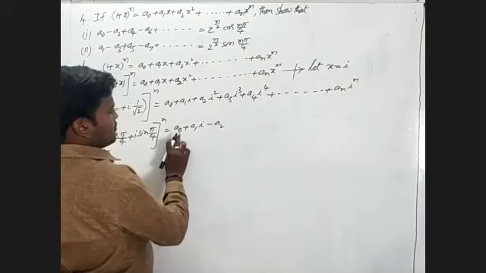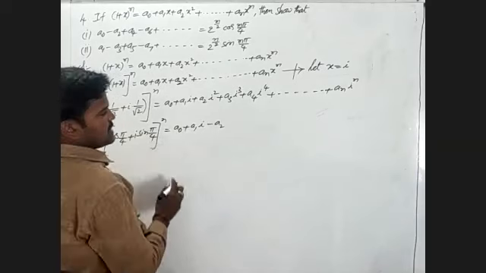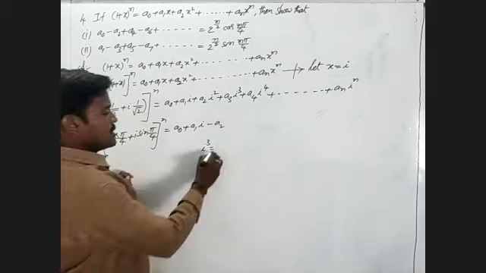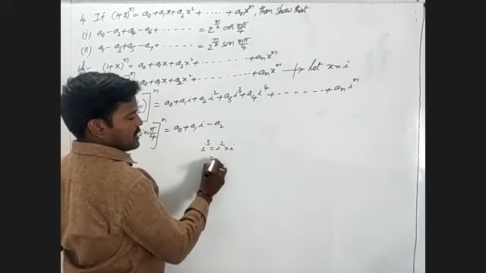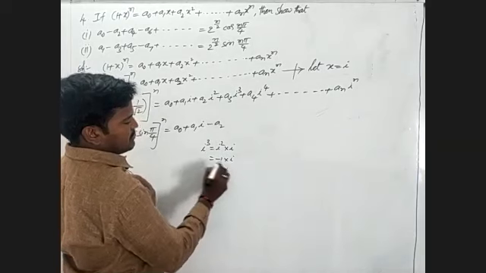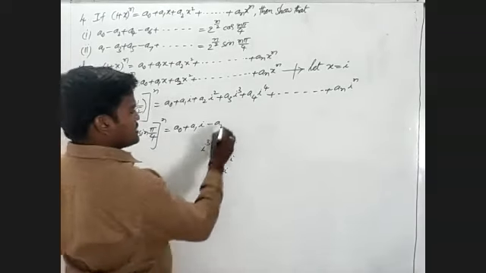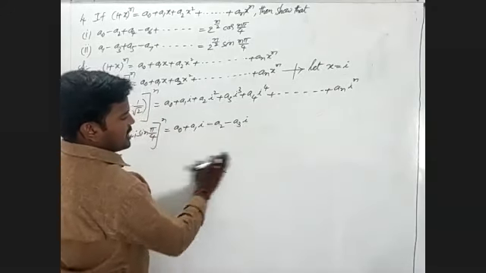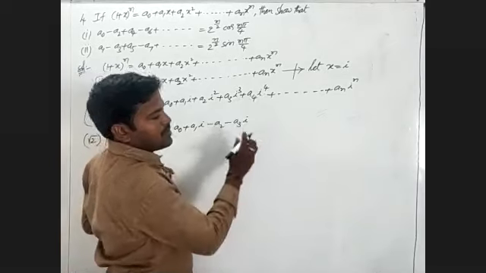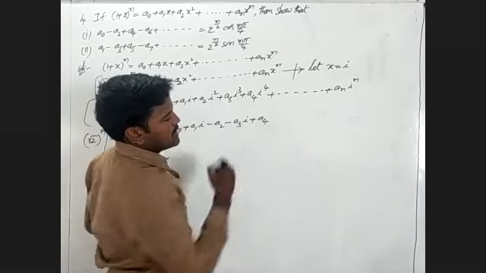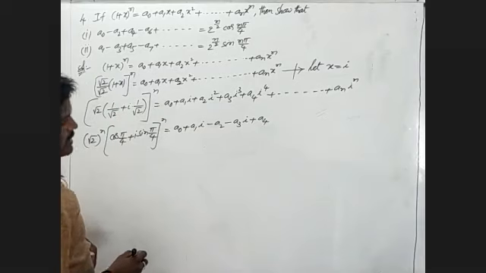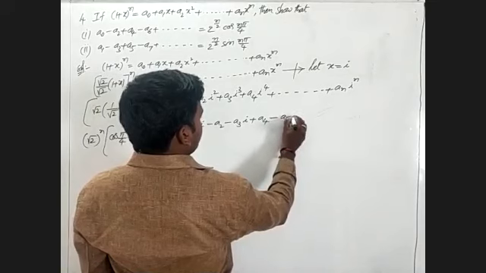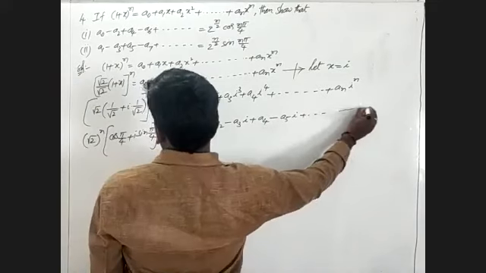So a0 + a1 into i, plus minus a2, and i³ is equal to i² into i, that means minus 1 into i is nothing but minus i, so minus a3 into i. Again, i⁴ is nothing but 1, so plus a4. Next one will take minus a5 i plus and so on.